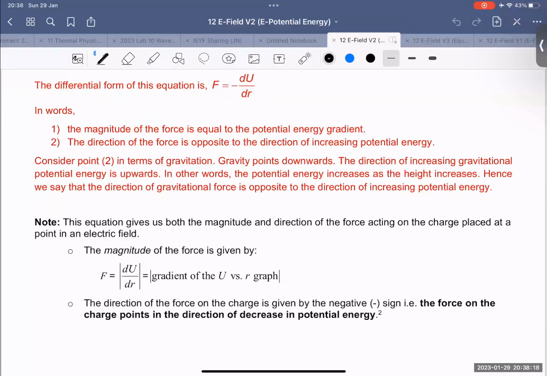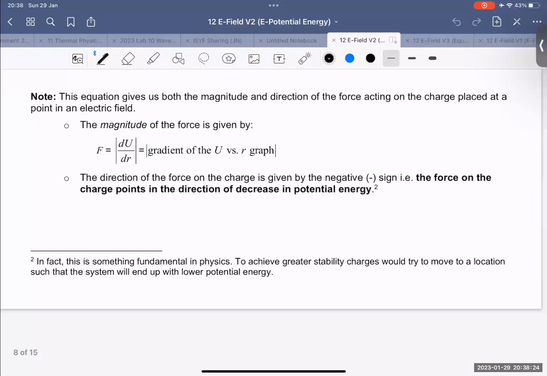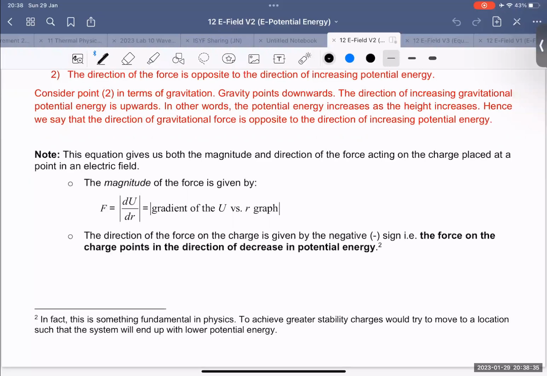Note that this equation gives us both the magnitude and direction of the force acting on the charge placed at the point in an electric field. The magnitude of the force is given by the value of dU/dr, and the direction of the force on the charge is given by the negative sign. So the force on the charge points in the direction of decrease in potential energy, or we can say opposite to the direction of increasing potential energy.